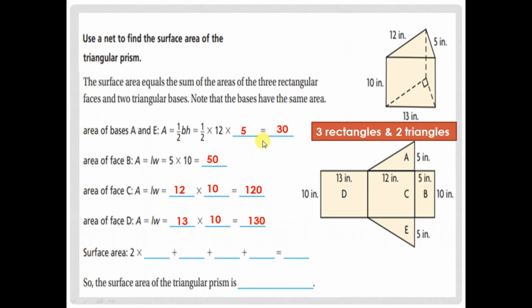Now we have 4 different areas. Why is it not 5? Because area A is similar to area E. So we multiply the area of A by 2 to account for both E and A. We multiply 30 by 2, then add it with 50, 120, and 130, and the sum will be 360. 360 what? What is the unit here? The unit of the area is inch, so it will be in all 360 square inches.